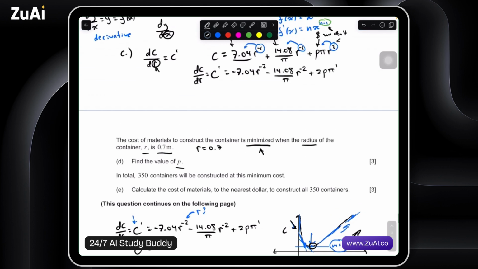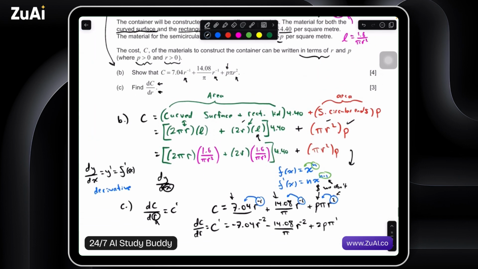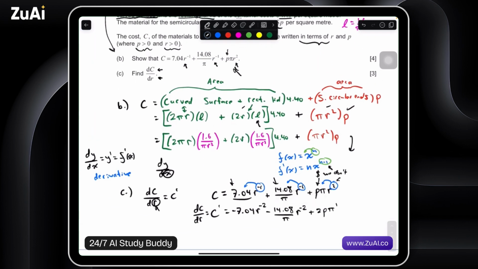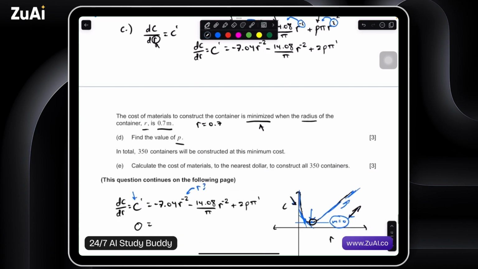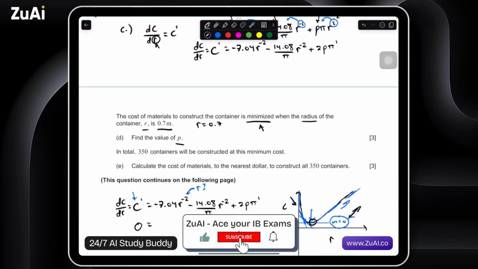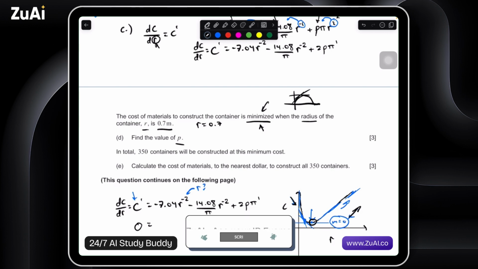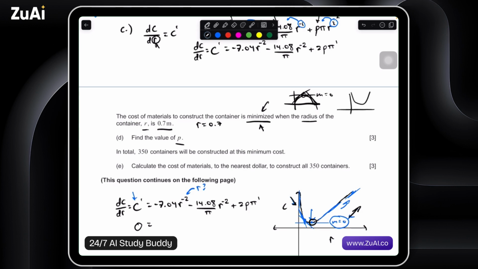Oftentimes, if you have a derivative, sometimes it will be possible to use the original function, but especially on a challenging paper, where is something minimized or maximized? That is to say, where do you reach your maximum? After you're done increasing, before you start decreasing. And where do you reach your minimum? After you're done decreasing, before you start increasing. So when m is equal to 0.